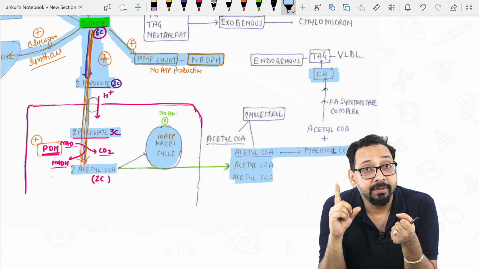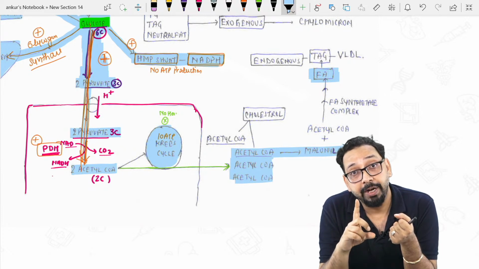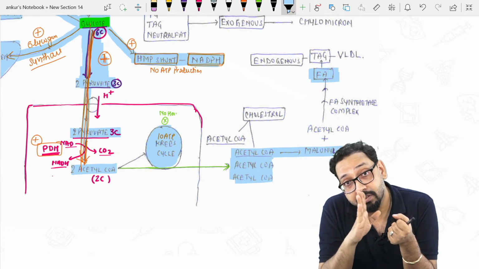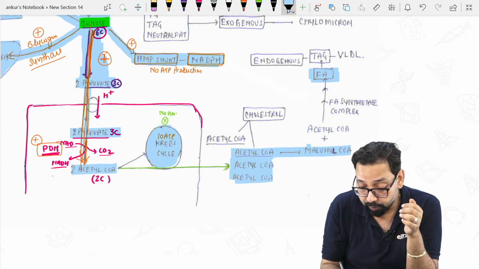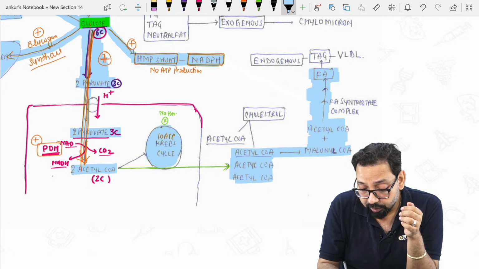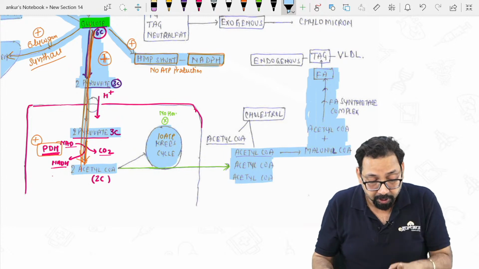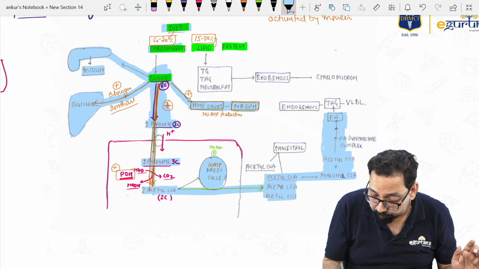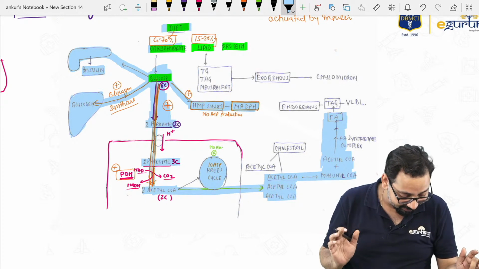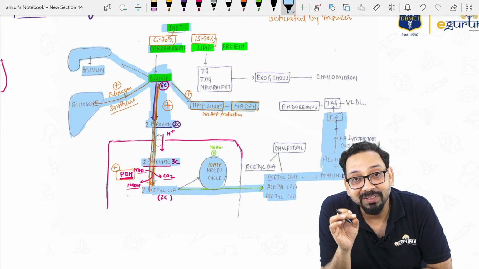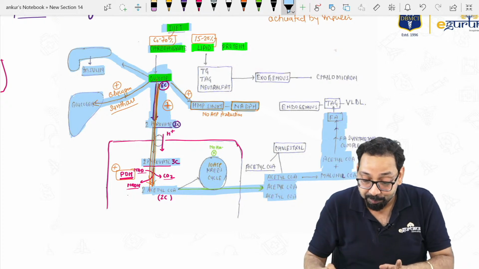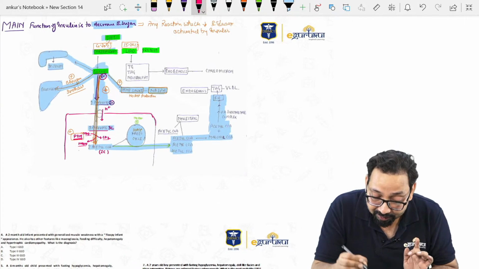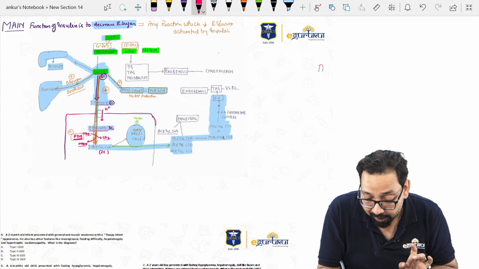So nature decided that whatever extra carbohydrate we will take, that extra carbohydrate will be converted into fat. So fat in our body is synthesized from carbohydrate. So carbohydrate is converted to fat. Yes or no? Yes, carbohydrate in our body is converted to fat. From this concept, there is a question asked in AIIMS, Atkins diet.